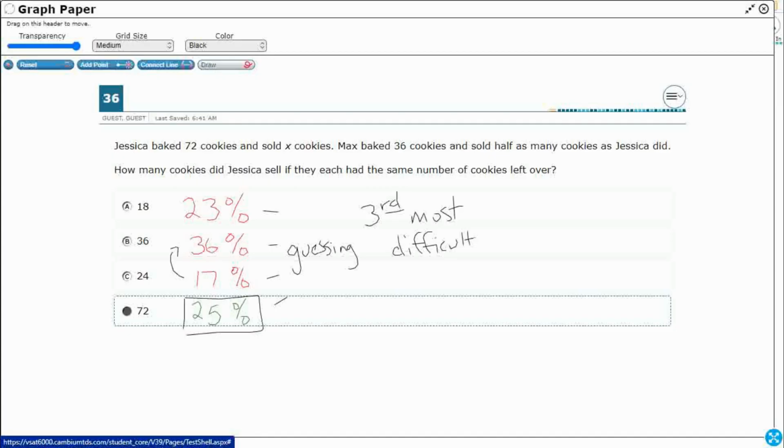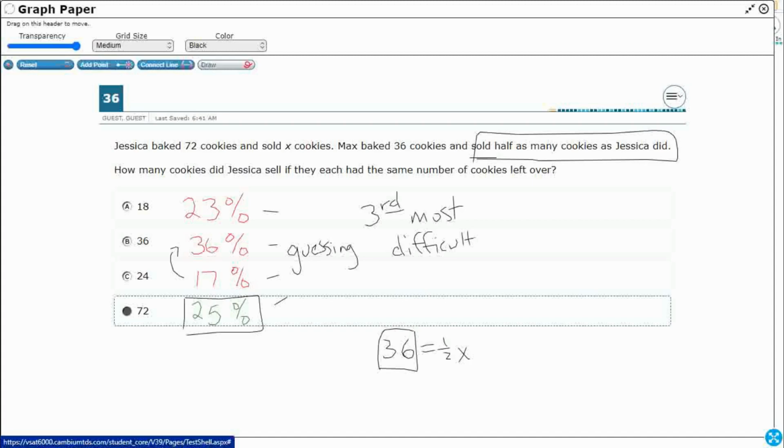Right, well, remember, when we did all of our work, we got down to 36 equals 1/2 x. So maybe students stopped there and just saw that. Maybe students didn't even set up the problem because that was kind of difficult. And we just saw this sold half as many as Jessica, and half of 72 is 36. Either way, this problem had many difficulties.